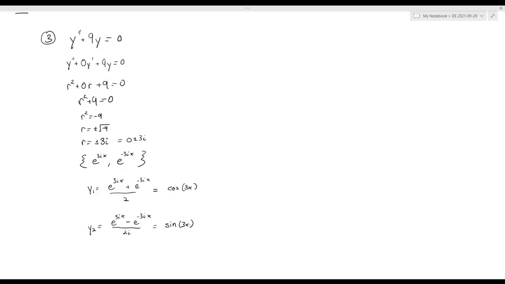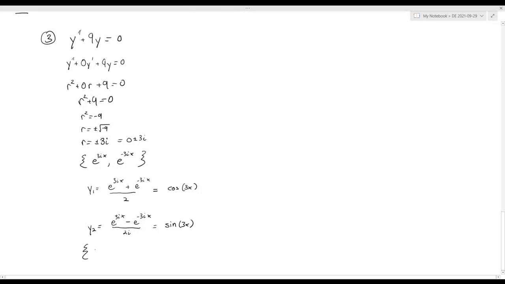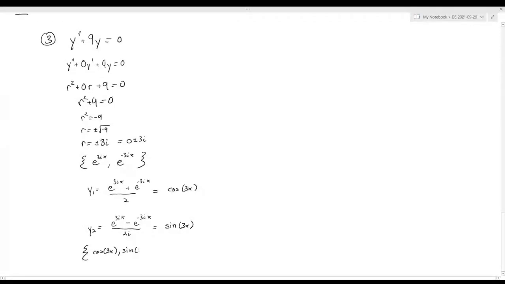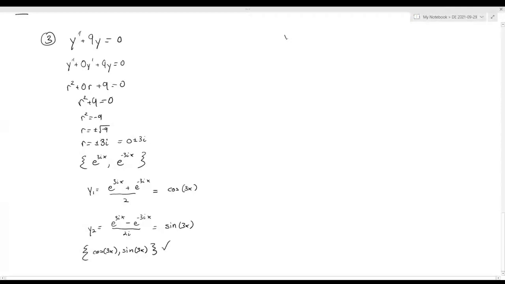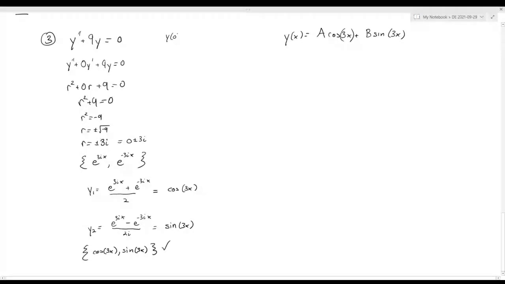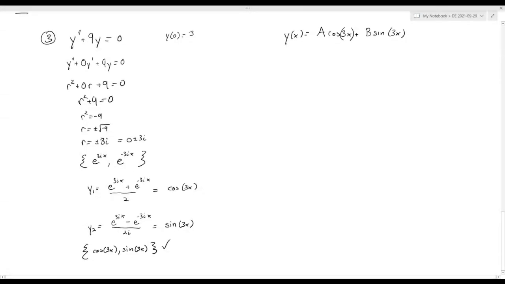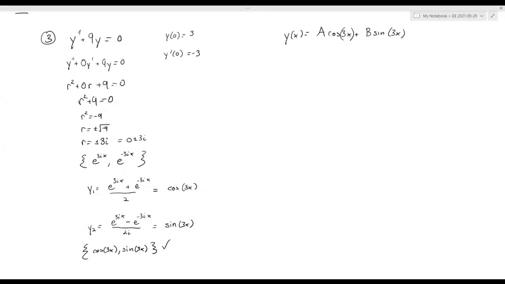Okay, and these are going to be independent on the number line. So here's another fundamental solution set. Right? Notice that it's in terms of real numbers, there's no i in there. So this is probably the preferable one. So our general solution would be some combination of sine and cosine. Okay, and I believe I have initial conditions, so I forgot to write them down, but when x is 0, y is 3. And when x is 0, y prime is negative 3.